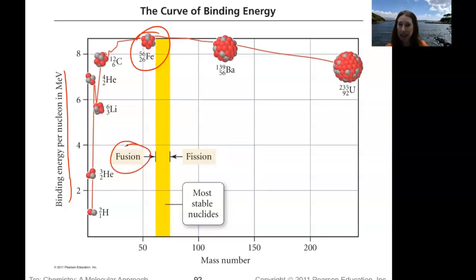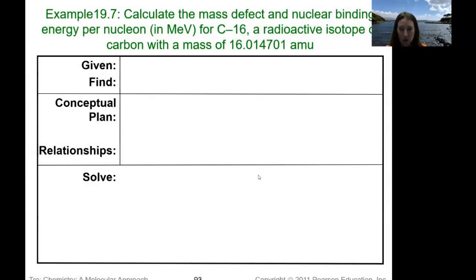Now I'm going to show you an easier way to calculate the energy. What I just showed you, I think, is the most fun way, but there's an easier way to do it. We're going to do it per nucleon, which is better because it's more comparable to other nuclei. So we're going to calculate the mass defect and the nuclear binding energy per nucleon. Remember, nucleon, for our cases, is just protons and neutrons, in mega electron volts. I'm going to show you the conversion unit that we're going to use. Let's just do it for carbon-16, which is a radioactive isotope of carbon.